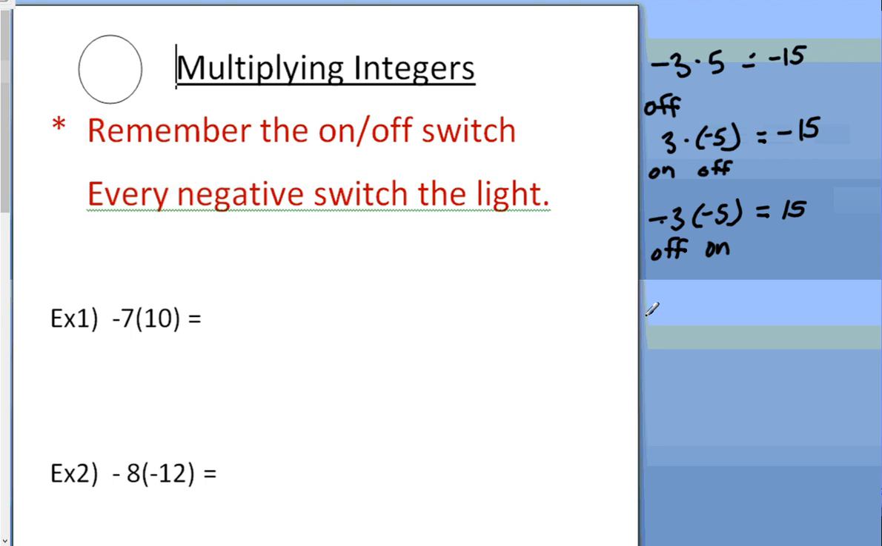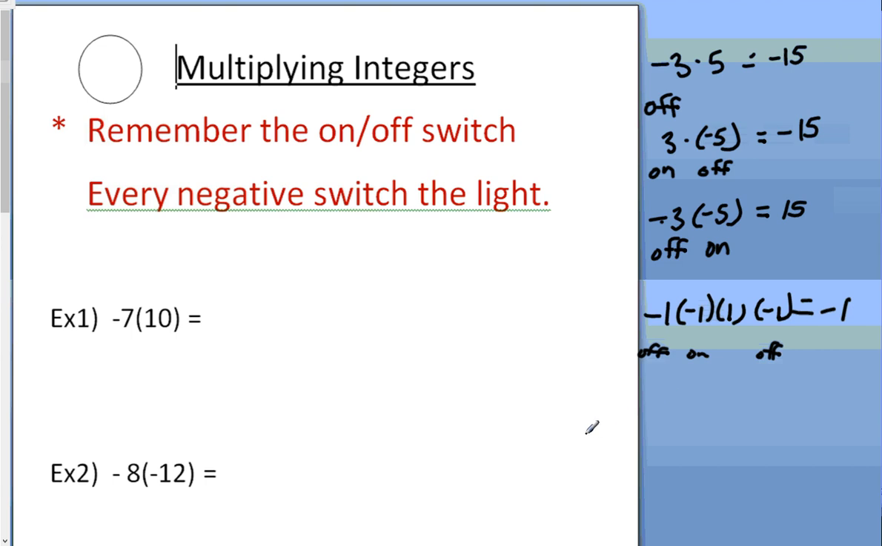Now I can get really cute with this. I can do a really hard one: -1 times -1 times 1 times -1. And you could actually do this pretty quickly, because the first negative turns the lights off. The next negative turns them on. The positive doesn't do anything. And the next negative turns them back off. So, first number turned them off, the next number turned them on, the positive doesn't do anything, and the next negative turns them off. So the answer is off, which is negative. -1 times 1 times 1 times 1 is -1.